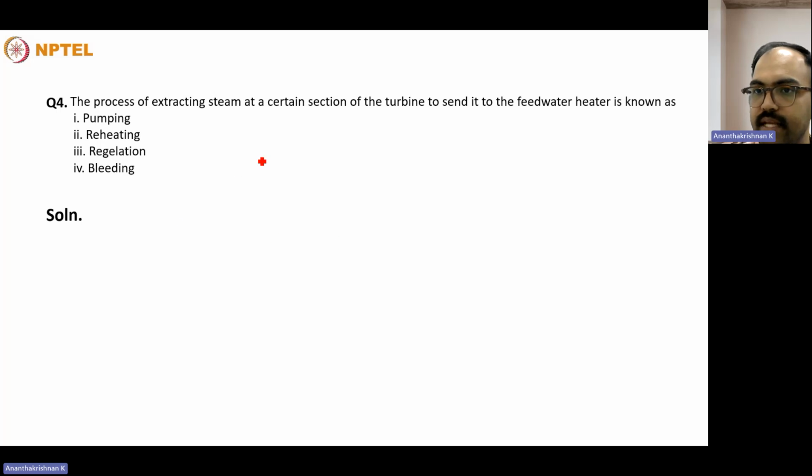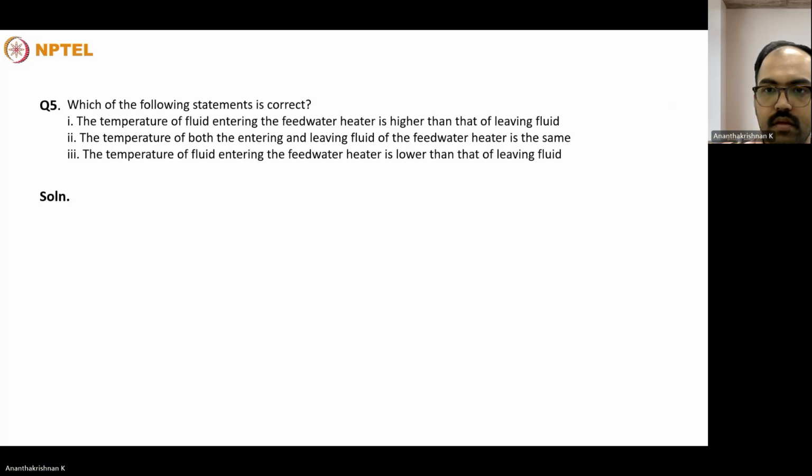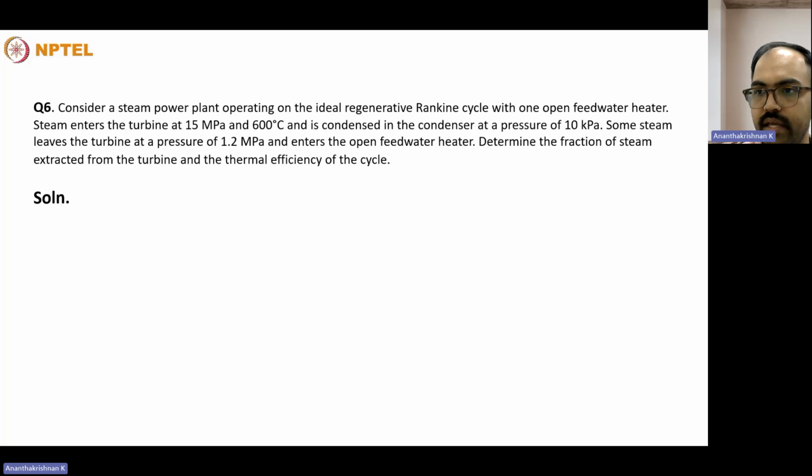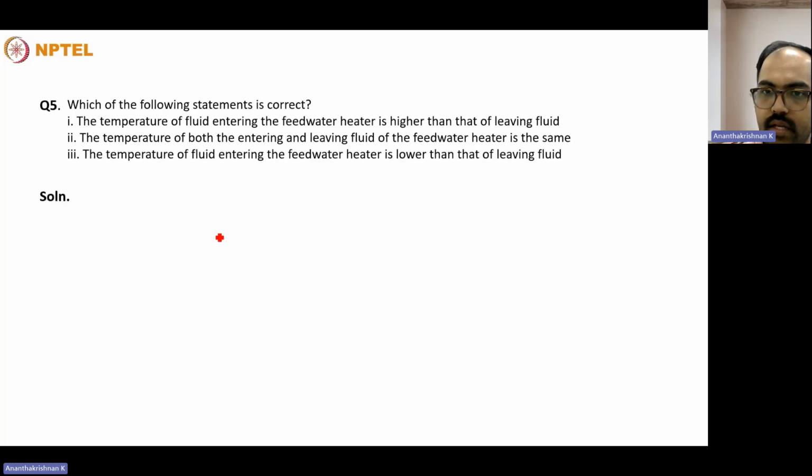The process of extracting steam at a certain section of the turbine to send to the feed water heater is known, as I have explained, as bleeding. Which of the following statements is correct? The temperature of the fluid entering the feed water heater is higher than that of the leaving fluid. The temperature of both the entering and the leaving fluid is the same. The temperature of the fluid entering the feed water heater is lower than that of the leaving fluid.